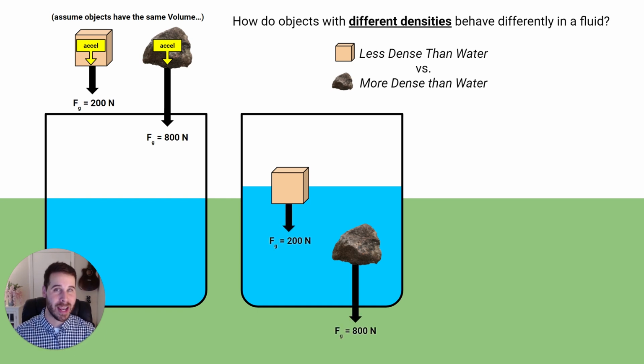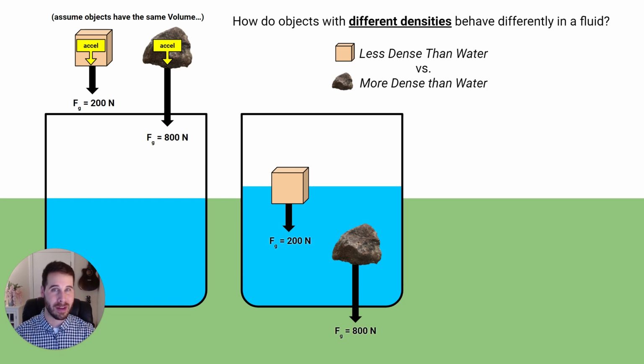Gravity is not going to change. Gravity always remains the same when you move up and down a couple feet or meters or what have you. So that will never ever change in our physics examples. So force of gravity on the box, still 200 newtons. Force of gravity on the rock, still 800 newtons.